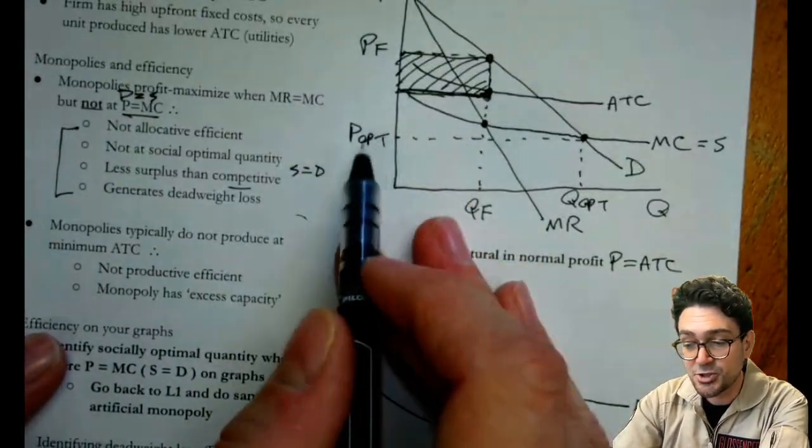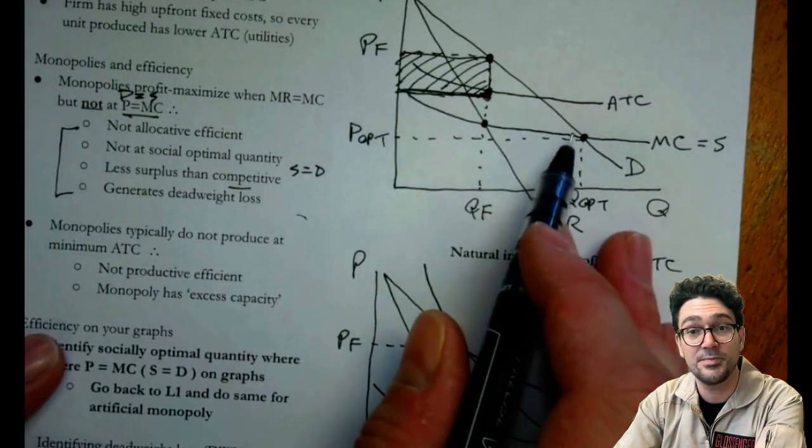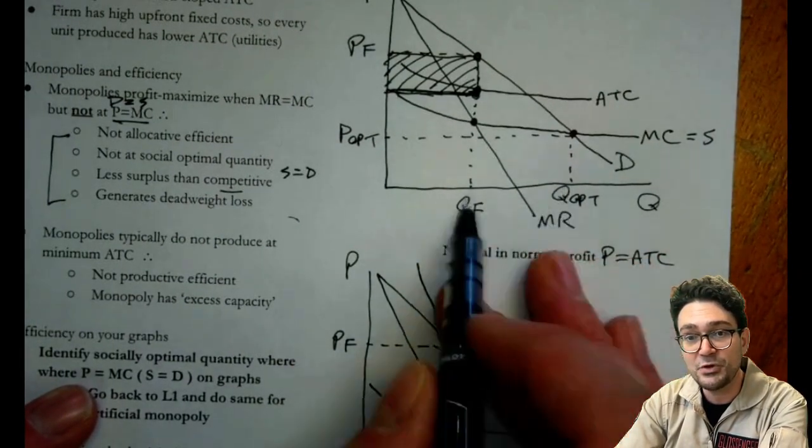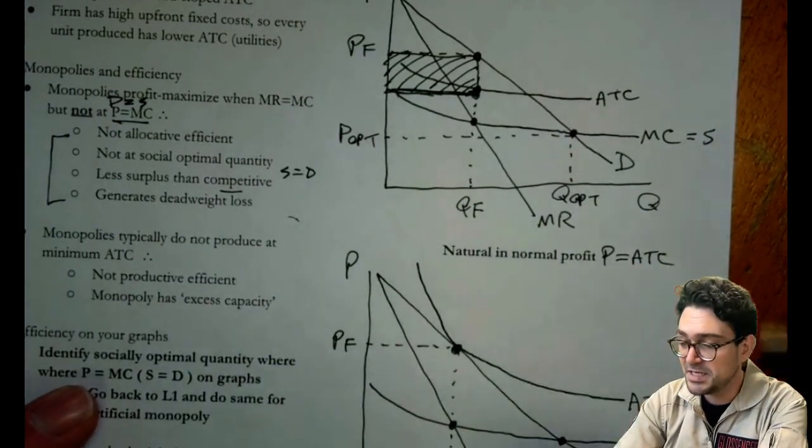So this monopoly is charging higher than it should if it were a competitive market. If it were competitive, we'd be where supply equals demand, but we're not. And we're producing way fewer units than Q opt. So we definitely have deadweight loss.